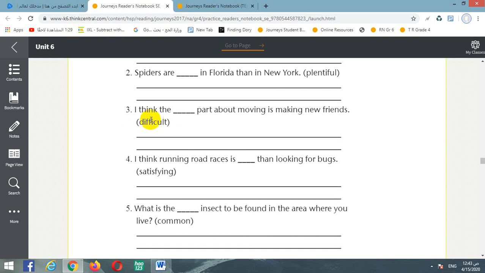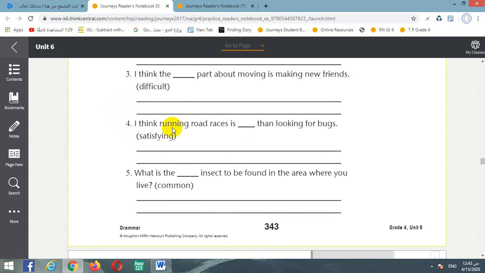Number three, I think the ___ part about moving is making new friends. Use the word difficult. Here we have the, so it will be, yes, the most difficult. Number four, I think running road races is ___ than looking for bugs. Use the adjective satisfying. Satisfying, long adjective, and we have than, so we are going to use more. So it will be more satisfying than.